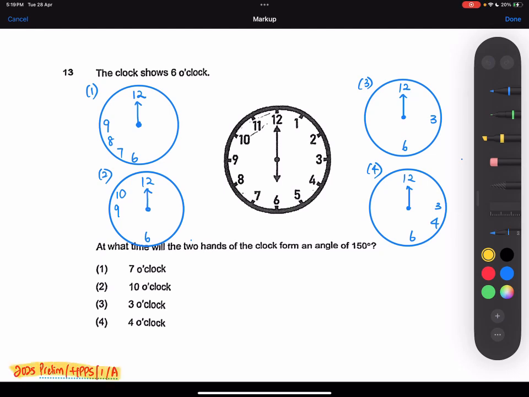2025 Prelim Henry Parks Primary School, Paper 1, Booklet A, Question 13. The clock shows 6 o'clock. At what time will the two hands of the clock form an angle of 150 degrees?